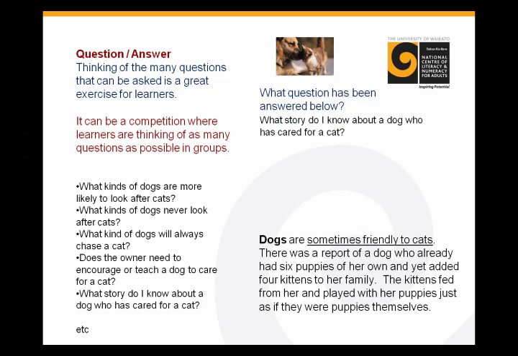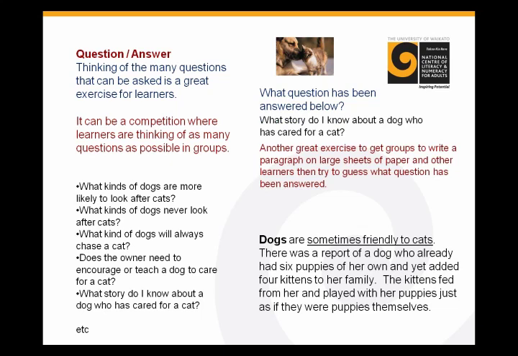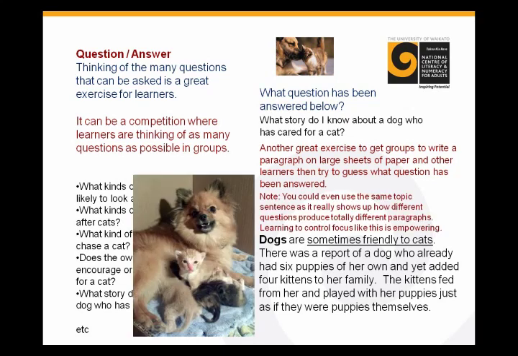Yes, you're correct. I think that was an easy one. What story do I know about a dog who has cared for a cat? Brilliant. So, an interactive exercise is to get your groups of learners to write a paragraph cooperatively on large sheets of paper, getting learners then to try and guess what question has been answered. If each group uses the same topic sentence, then choose secretly what question they're going to answer.